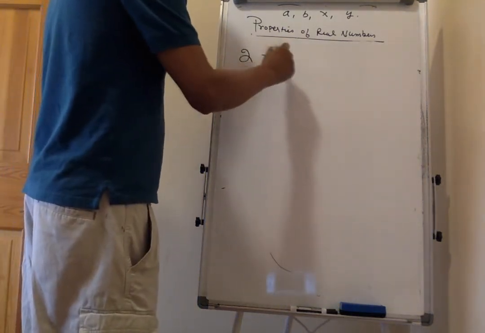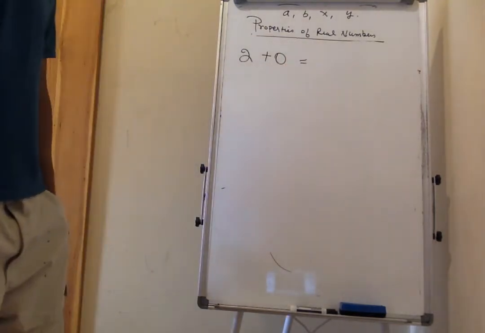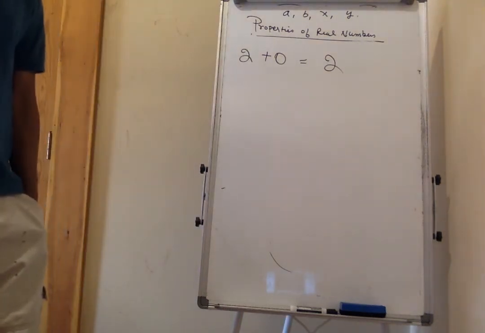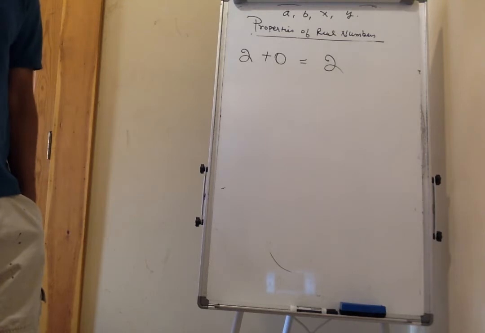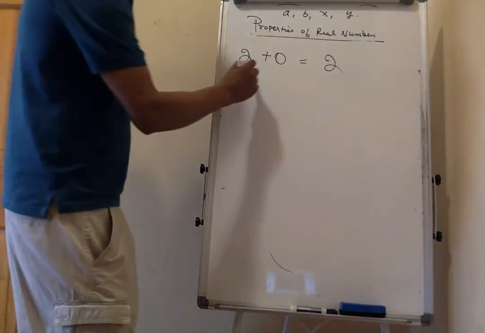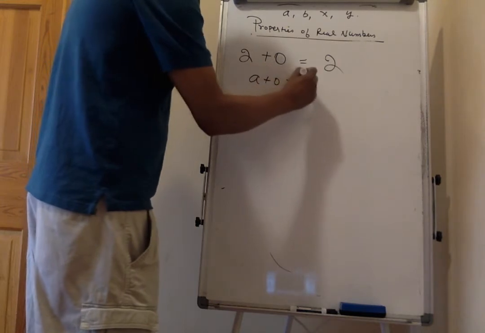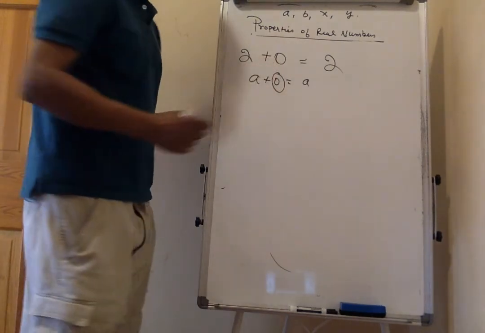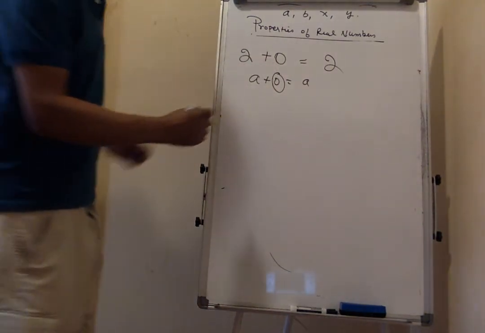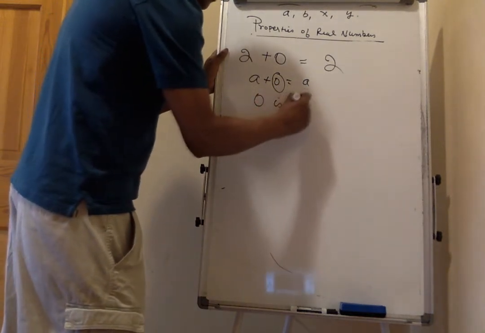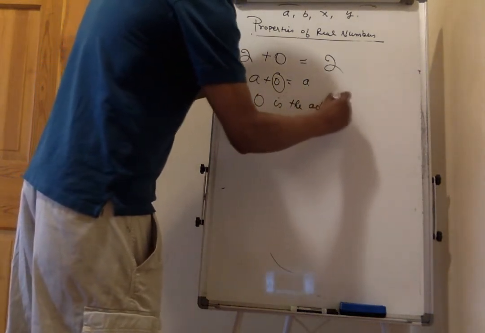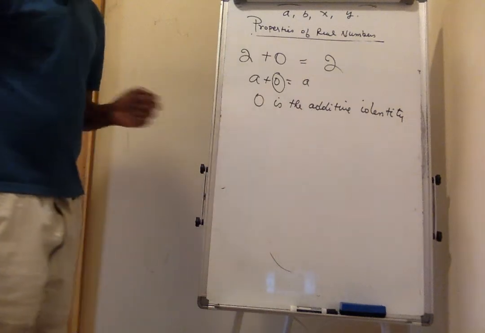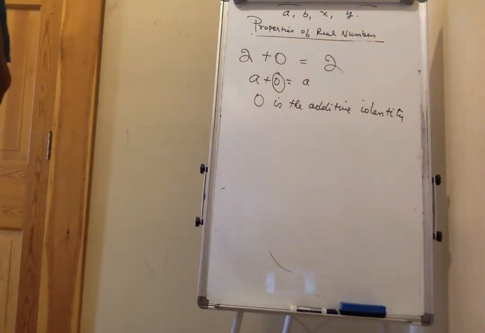If you do 2 plus 0, it gives you what? 2. Meaning what? If you add 0 to any number, it spits your number back. So a plus 0 is a. So we have to name 0. We have to give it a name. So 0 is the additive identity. Okay. 0 is the additive identity.